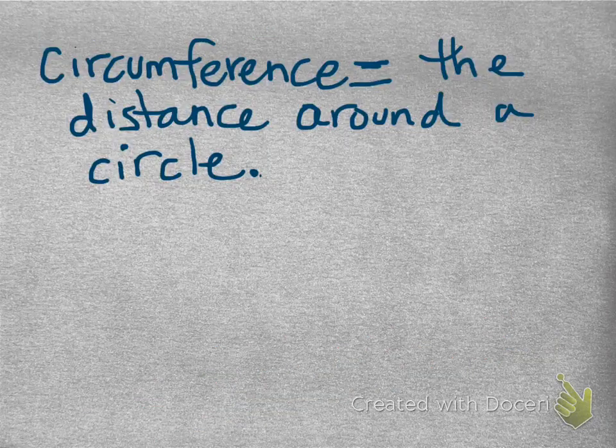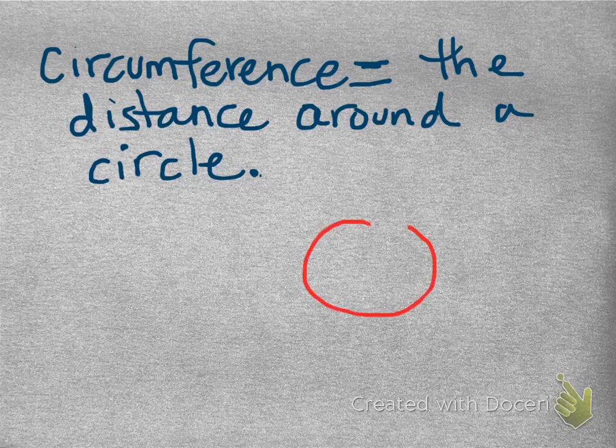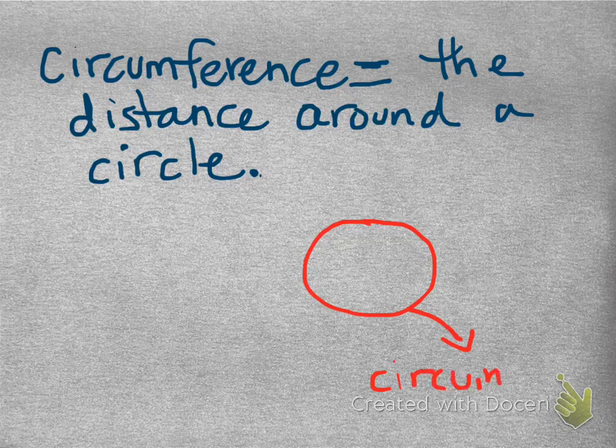Circumference. The definition is the distance around a circle. Similar to a perimeter when we're trying to find the distance around a polygon. But for a circle, the distance around, that is what we call the circumference. So you can, in your notes, write your definition here with the example.